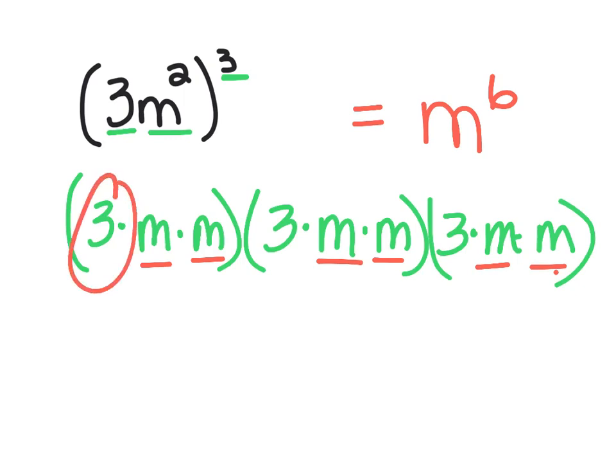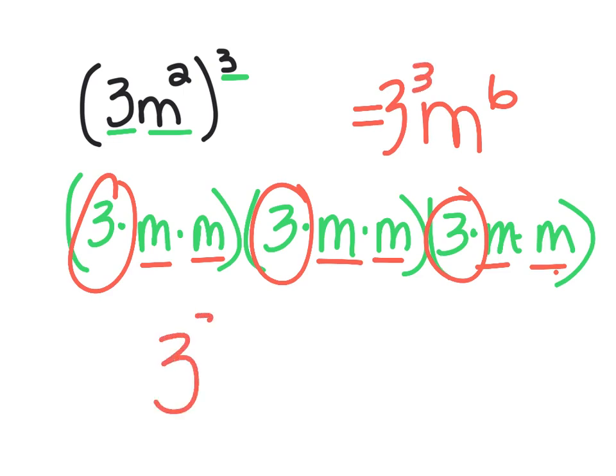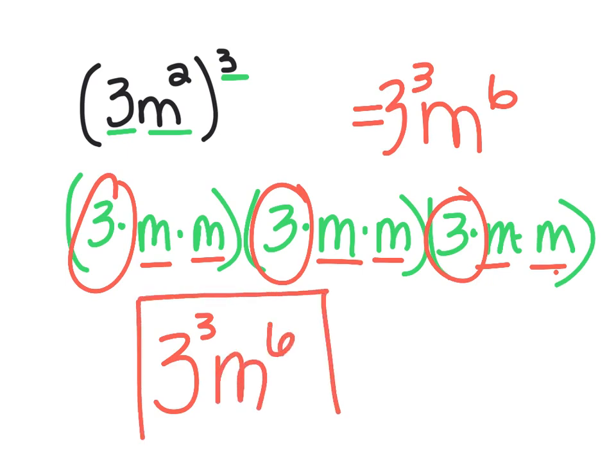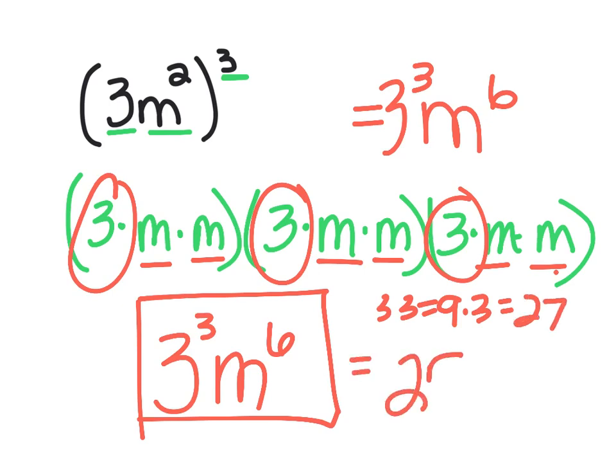Okay, now what about this? 3 times 3 times 3. Another way to write that would be 3 to the 3rd. Okay, so my final answer for this can be 3 to the 3rd times m to the 6th. Now, if you want to actually figure out what 3 times 3 times 3 is, you can do that. So 3 times 3 is 9, times 3 is 27. So I would also take for an answer for this, 27 m to the 6th.